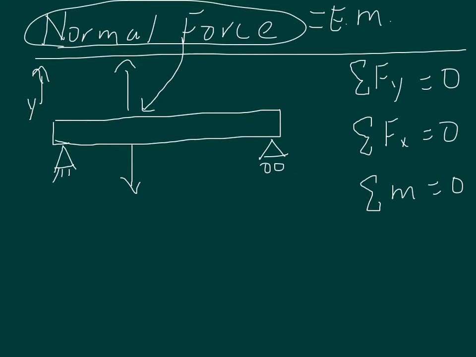So what I want you to remember from this slide is that the sum of the forces in the y direction especially, anything pulling down due to gravity, will be counteracted by the normal force going up. And the normal force, the physics term for that, is the electromagnetic force.